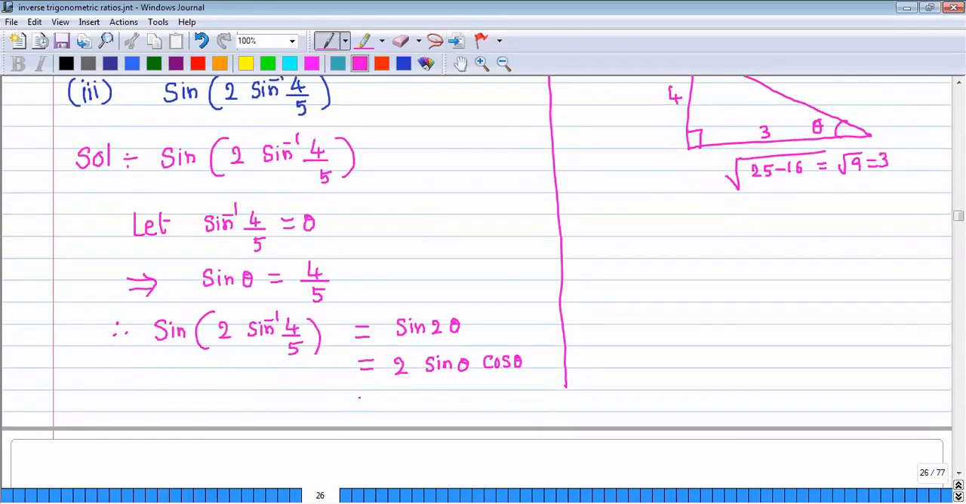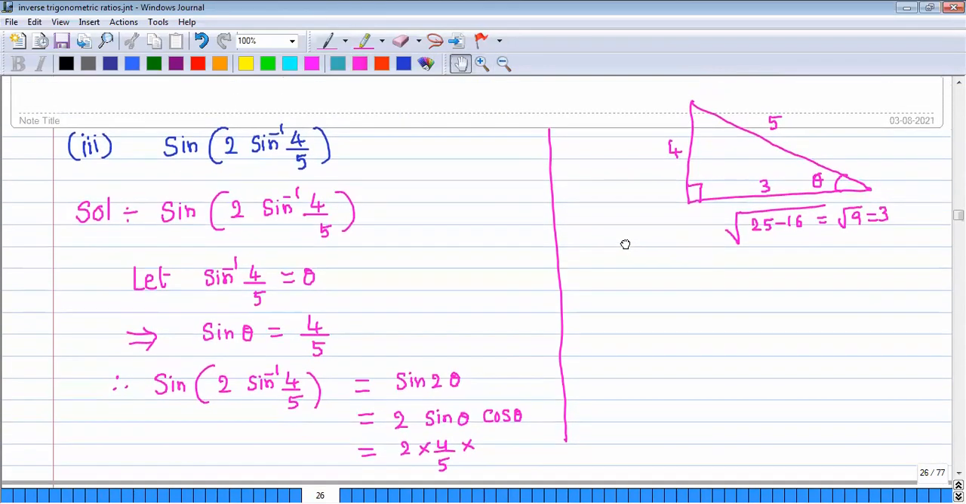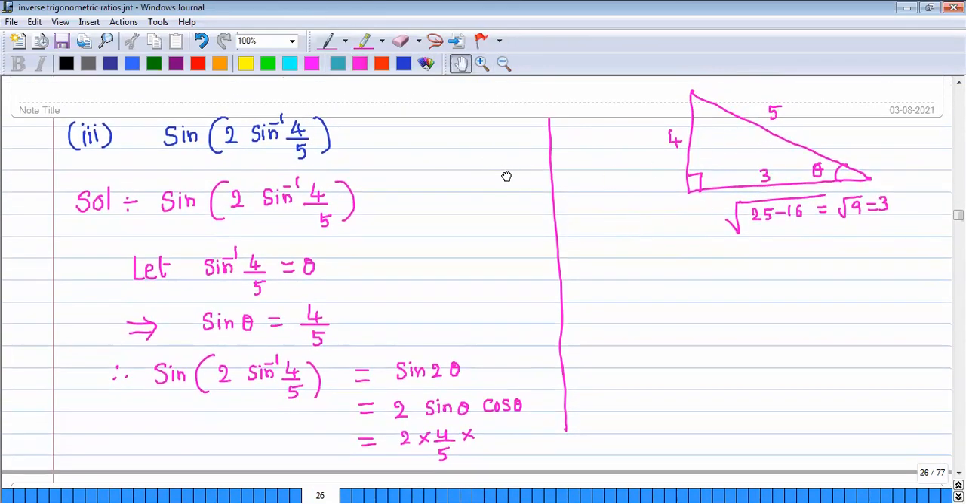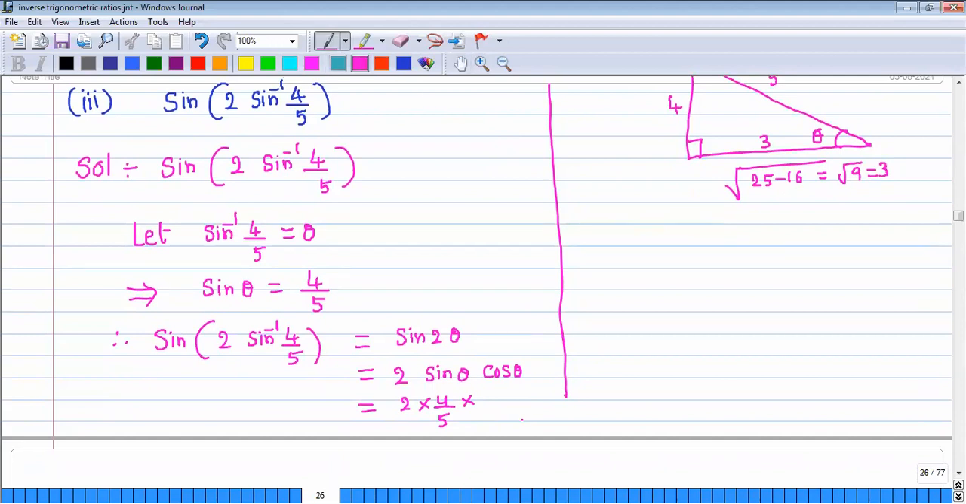So this equals 2 multiplied by 4 upon 5. Cos theta is equal to, from this triangle, 3 upon 5. Am I correct or not? 3 upon 5. So 24 upon 25. Yes, that is the correct answer.